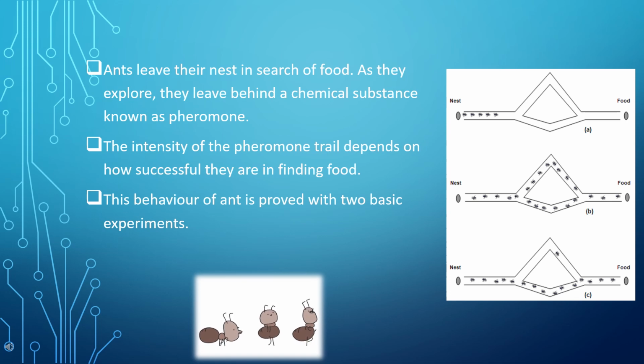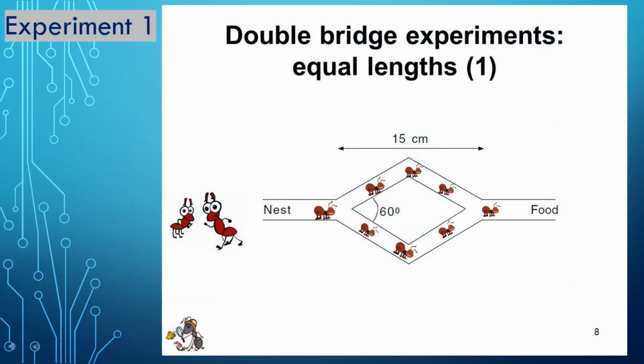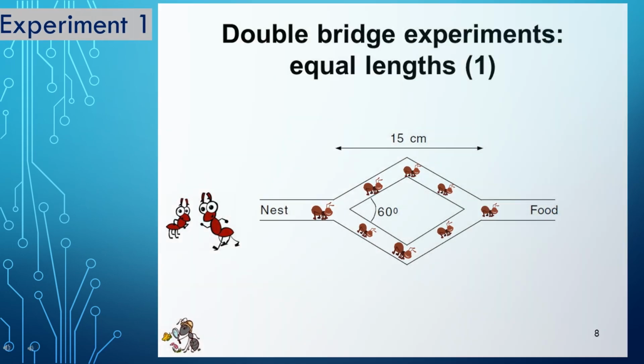This behavior of ants is described with the double bridge experiment. In the first experiment, two boxes are taken. In one box, an ant colony is kept, and in another box, a food source. Both the boxes are connected with a bridge with two branches of equal size, and the ants are let to forage. Primarily, it is observed that half of the ants move towards one pathway, whereas the other half of the ants move to the second pathway.